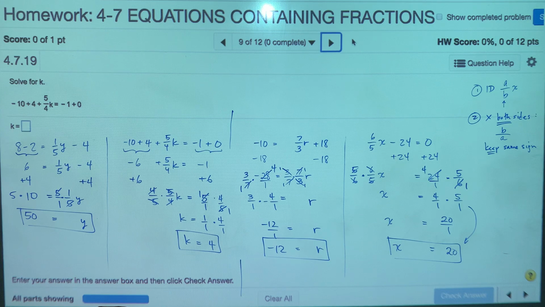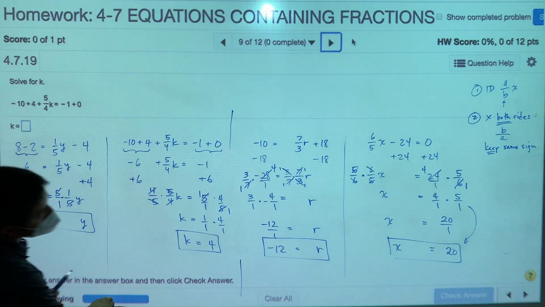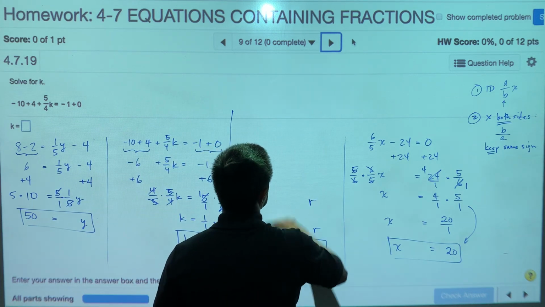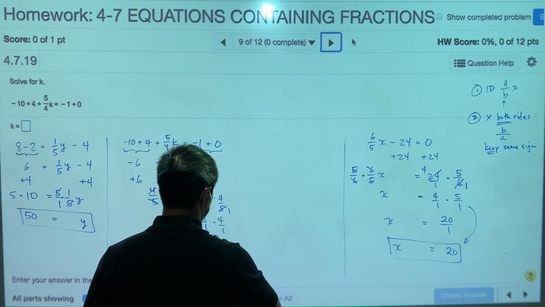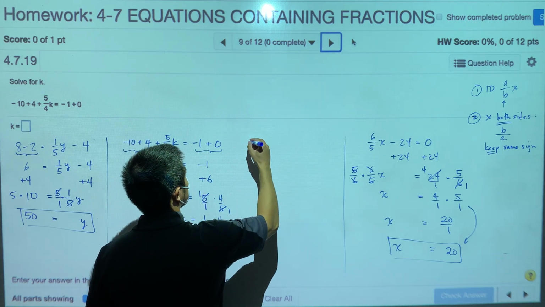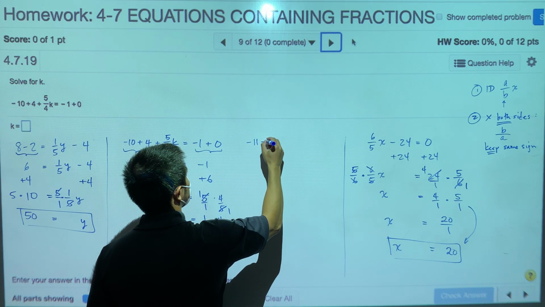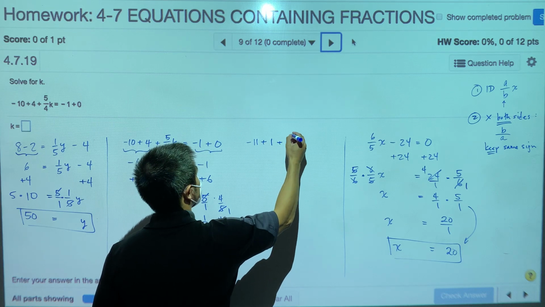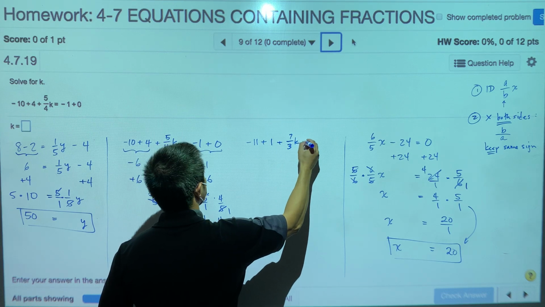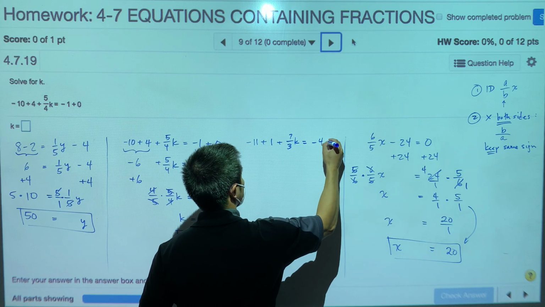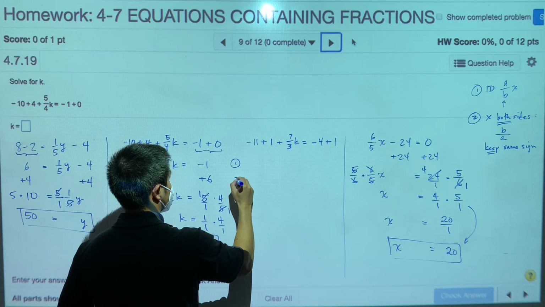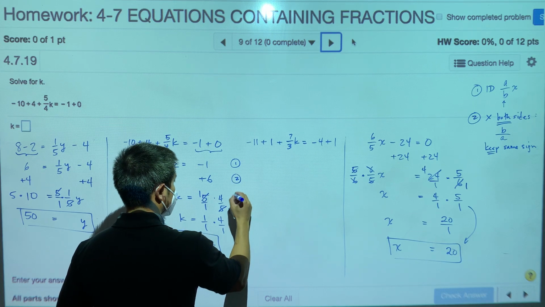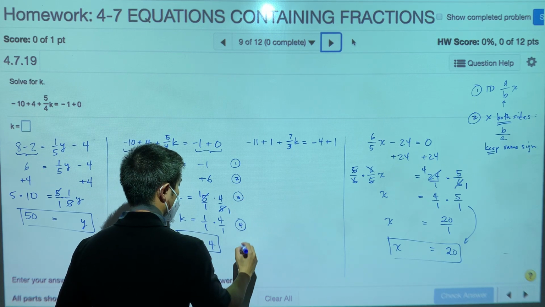Now, anybody want me to do theirs? Sure. So it's negative 11 plus 1 plus 7 over 3k equals negative 4 plus 1. All right. Let's go ahead and label steps so that we can match up our steps. And we'll work this out together.